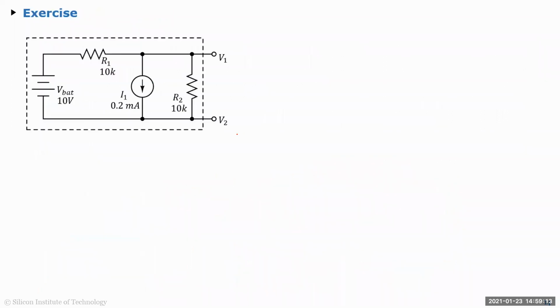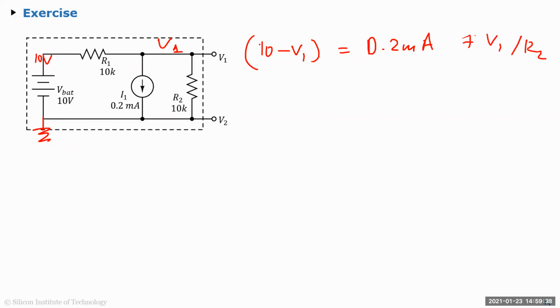Same thing again, take the reference node. This is obviously always 10 volts. You don't have to do this. And then you just have one node, because this is already ground. You just apply KCL for this node, which will be 10 minus V1 equals 0.2 milliamps plus V1 over R2. That's your KCL, and V1 is the only unknown. Solve it, and you should get V1.